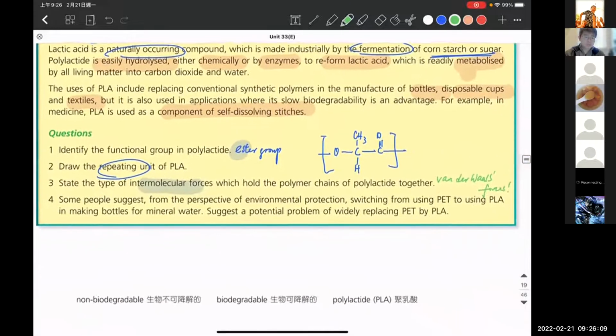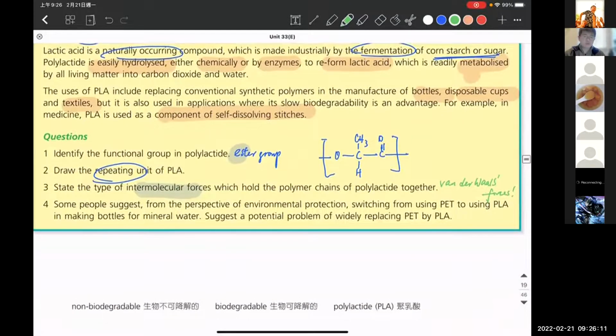Some people suggest, from the perspective of environmental protection, switching from using PET to PLA in making bottles for mineral water. What is a potential problem of widely replacing PET by PLA? Widely replacing.